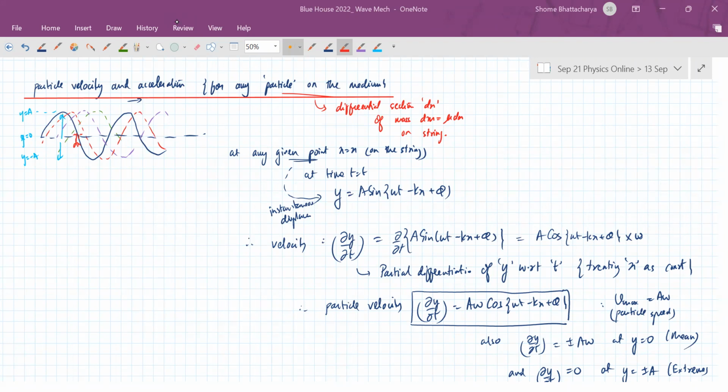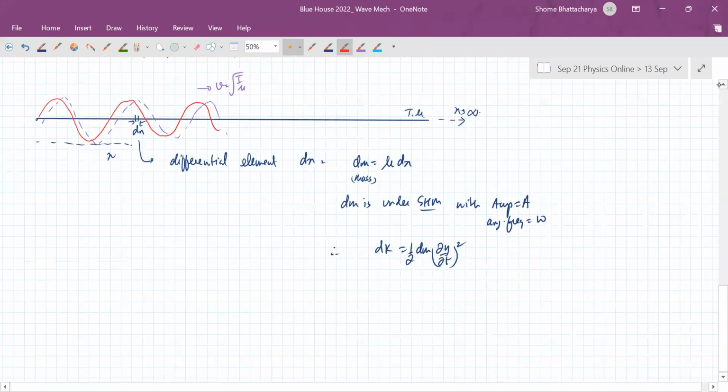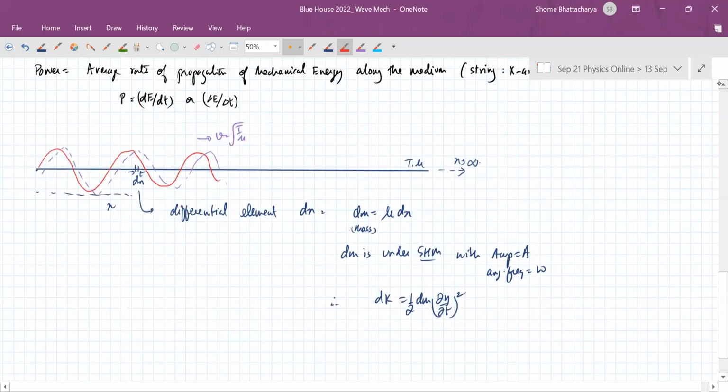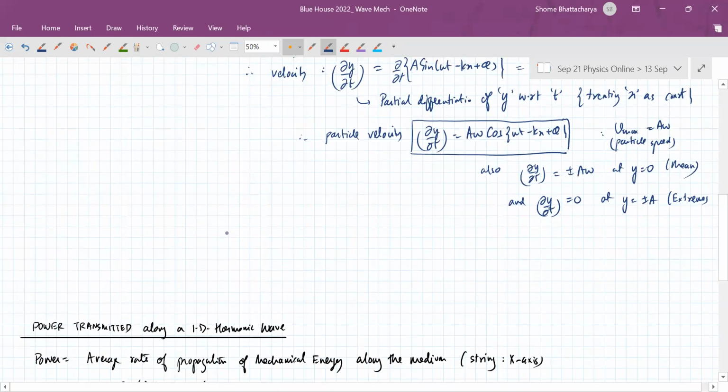Okay, now moving on to the next thing. And particle acceleration, secondly. That will become del 2y by del t square, and that will be the derivative of the particle velocity, which is a omega cos omega t minus kx plus phi. So again, partial differentiation, a omega is a constant.